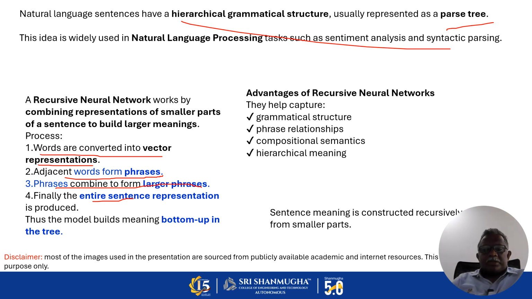Basically, what is happening in a recursive neural network is that it forms hierarchical structures and works based on them. The advantage is that, since it has a hierarchical structure, it gives semantic understanding. It is syntactically structured and it can help you understand semantically. That is possible in a recursive neural network. This can help with grammatical structures, phrasal relationships, compositional semantics, and hierarchical meanings. These are the advantages of using a recursive neural network.